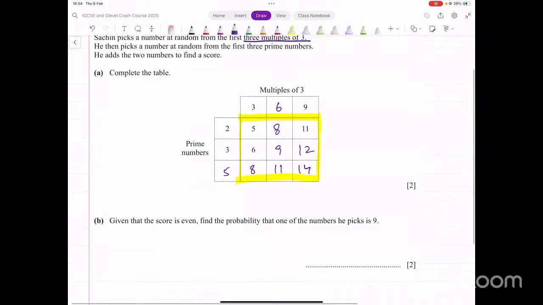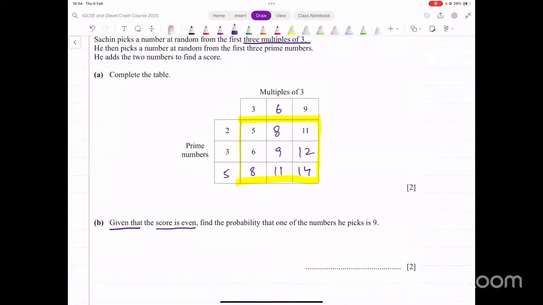Okay. Now they're saying, given that the score is even. So what is given? Given is that the score is even. That should be your denominator. How many even numbers do you see here? In the outcomes, remember, outcomes are only this part. How many even numbers do you see there? There's 8, there is 6, there's 12, 14, and 8. How many are these numbers? These are 5 numbers in total. So that is going to be your denominator here, 5.